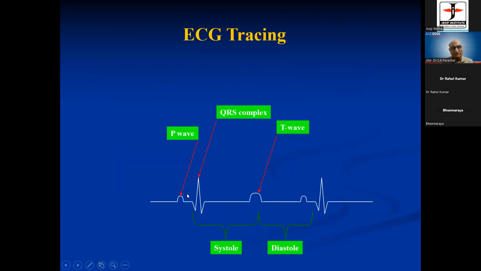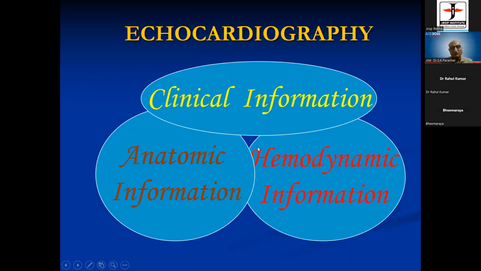Then this we told you, the basic thing, that your systole is from the onset of the QRS, we told you last time. And for all echocardiography, do not jump directly to echo. Start with clinical information, take a proper history, examination, ECG, X-ray, then take the anatomic information, followed by the hemodynamic information, which will give you more important quantitative information. So this was all told to you last time.